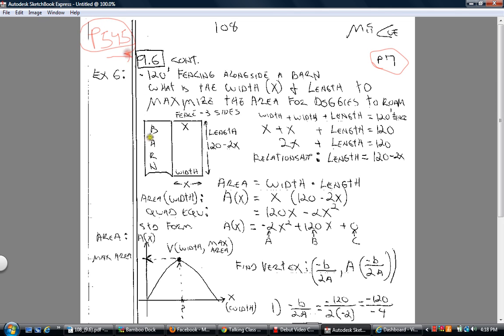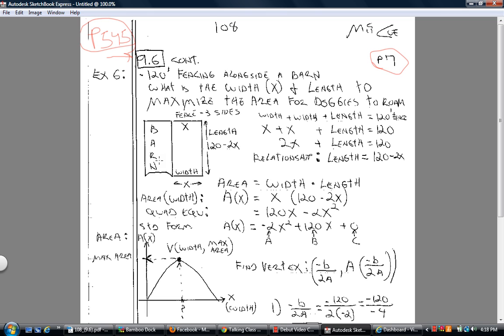I have a little rough diagram here, but let me read the problem to you. We've got a barn and a farmer. Let's say you have a friend who has some land out in the country and has a barn, and he is out at D&B Supply and can buy 120 feet of fencing. Think of this as being rolled. It's a deal. He's going to either buy it now, or it's going to be gone. He's trying to decide whether or not it's worth his while to do it.